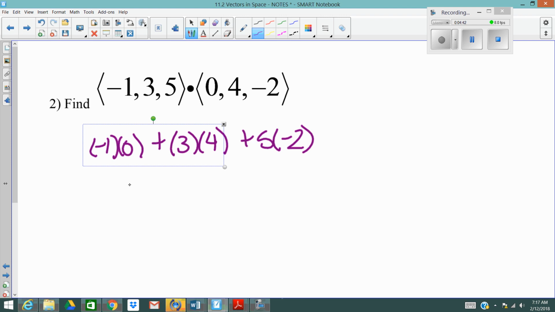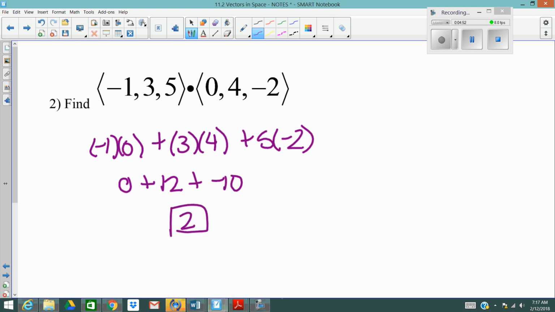So negative 1 times 0 is 0, plus 3 times 4 is 12, plus 5 times negative 2 is negative 10, so we end up getting 2.